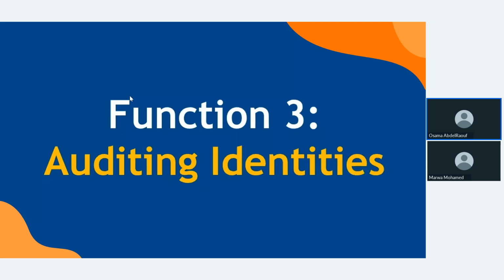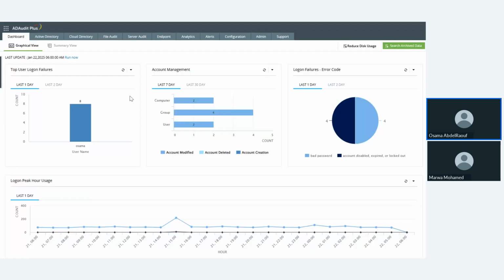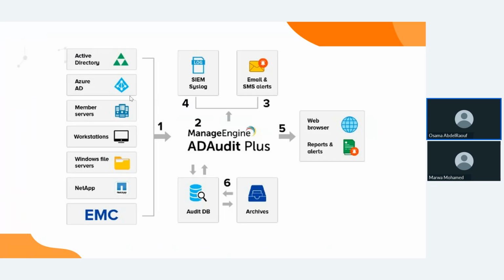Auditing identities will be done using this product, ADAudit Plus. This is the portal, and this is how ADAudit works. ADAudit can fetch the events from Active Directory, from Azure Active Directory, any member server, any workstations, file servers, and etc. This will be displayed in a friendly way. Reports can be exported. I'm not talking about reports now. I'm just talking about the function itself.